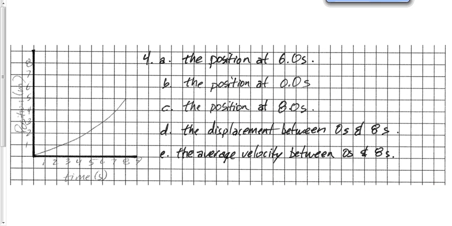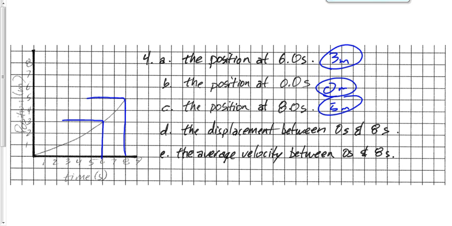Okay, let's take a look at number 4 now. This is a curved line, so there's not as much we can do with this. First thing we want to do is find the position at 6 seconds. We can do that. At 6 seconds, we go up and over, and it looks like it's about 3 meters. The position at 0 seconds is just 0. Position at 8 seconds, up and over, looks like it's about 5 meters.